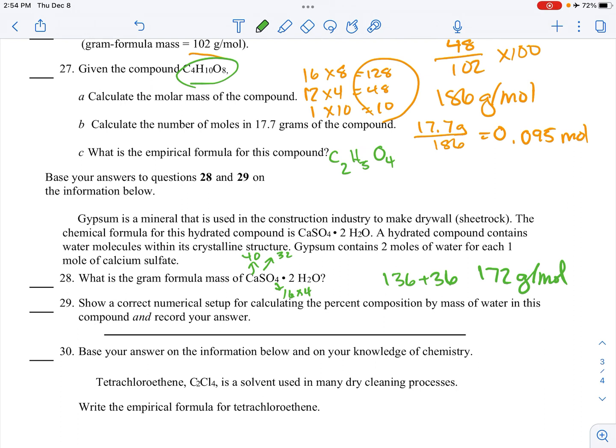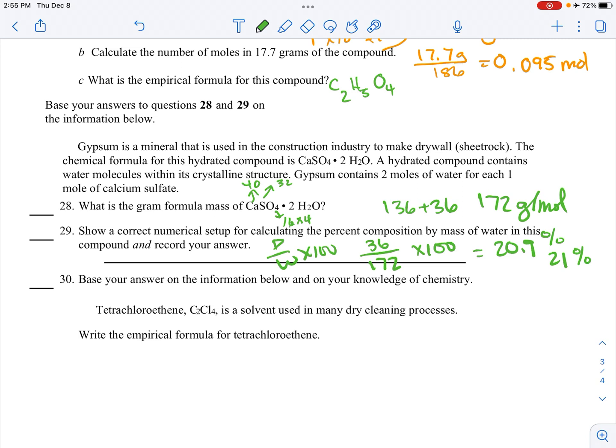Show a correct numerical setup and the answer for percent composition by water. So this is part over whole times 100. So the mass of the part would be the 36, the 2 times H2O. The whole thing is 172. We've already done that. Times 100. You absolutely have to show the times 100 in order to get full credit. We can't assume that. So your final answer is going to be 20.93. We can accept 20.9, we can accept 21, and of course units are percent. Didn't say to round to sig figs.